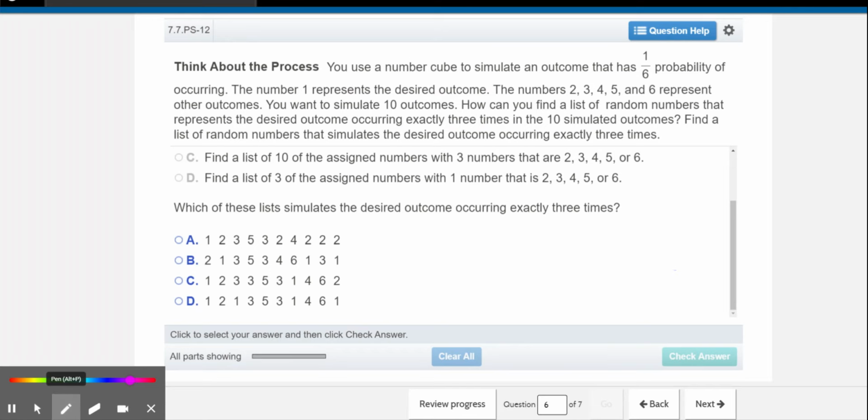Which of these lists simulates the desired outcome occurring exactly 3 times? So we want to find one where the number 1 occurs 3 times. So let's look at A. How many times does the number 1 occur? Only once, right? Can't be A.